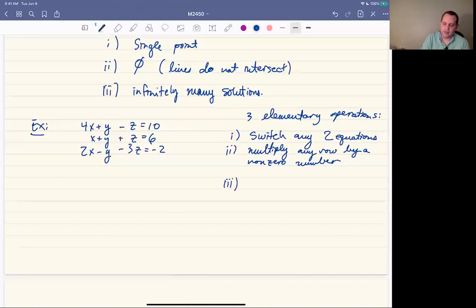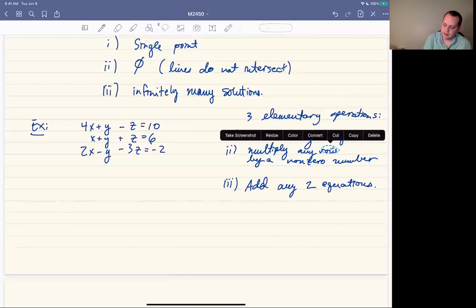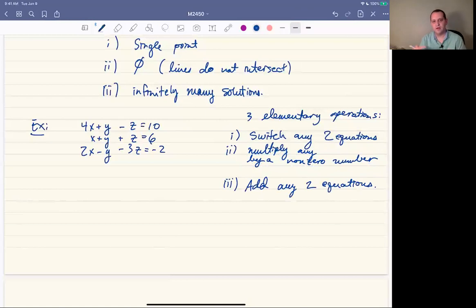And then again, like we saw before, we can add any two equations. Okay. I said row before, so just to be 100% clear, when I said row, I meant equation. What we're going to do is stop thinking of these as equations and start thinking of these as matrices. So that's kind of where we're headed. But for now, let's just stick to talking about equations.